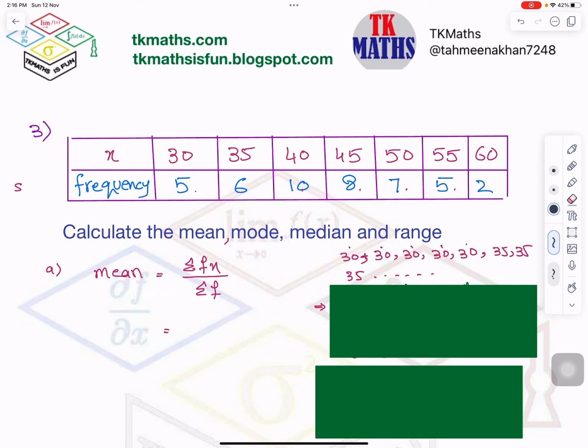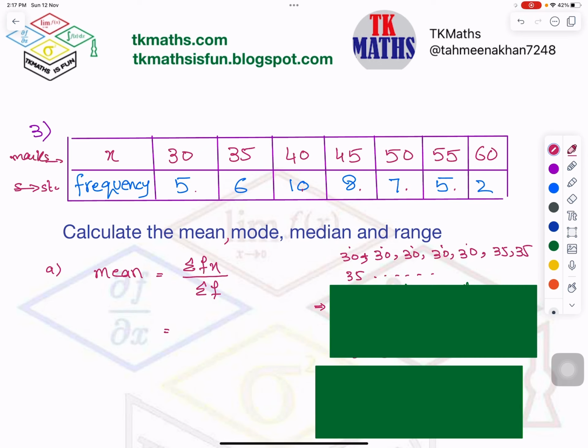students mostly apply the formula straight away, sigma fx divided by sigma f, which is very right if they apply it correctly. Sigma f, I'm talking about the denominator first, is basically representing how many data you have. So let's make a situation here that this data is about students and their marks. For example, frequency is telling you the number of students and x is telling you their marks. We are just making up this situation.